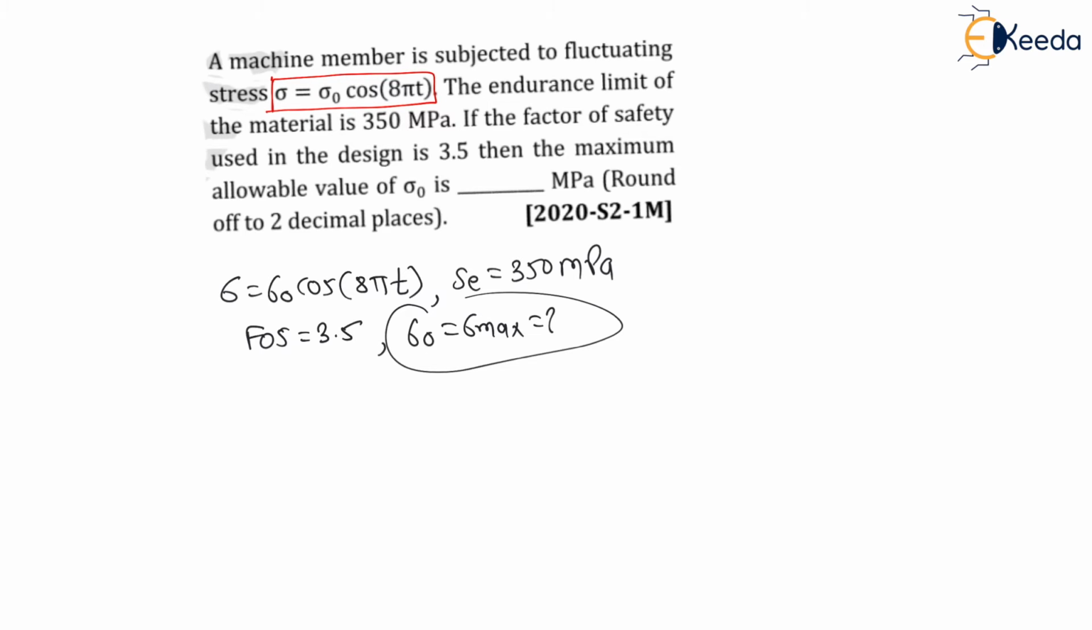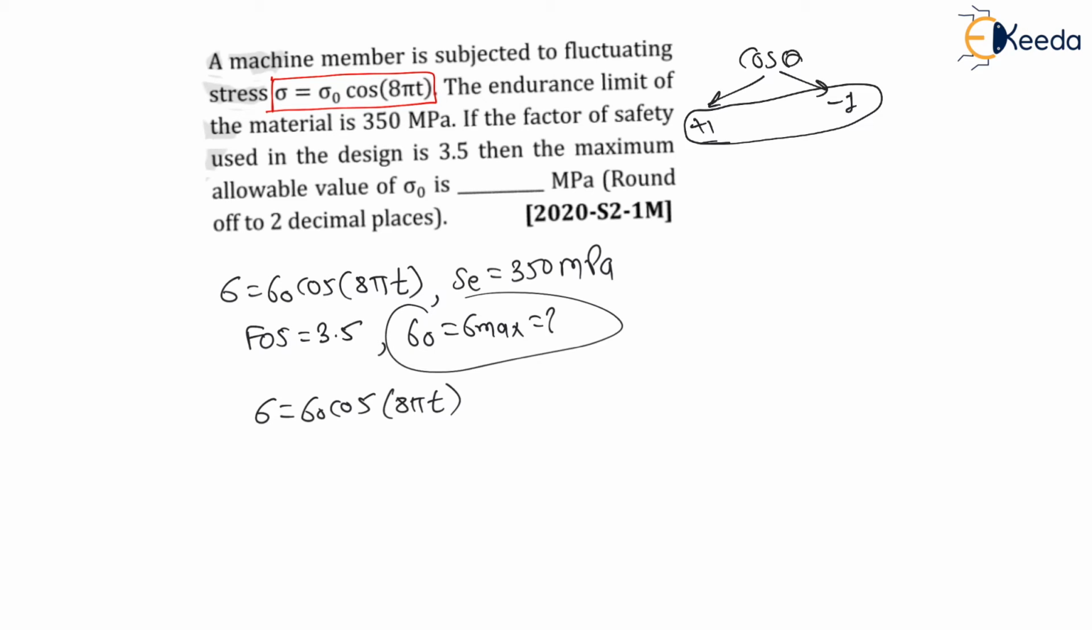Now my dear students, if you use any criteria, the answer will be the same. Don't worry about that, right? Because here it is a completely reversed load. We will check how it is a completely reversed load. Now my dear students, sigma is given as sigma naught cos 8 pi t, right? This sigma maximum will occur when this cos becomes maximum. For cos theta, the maximum value is +1 and the minimum value is -1. The cos theta always varies between +1 and -1. That is, cos 0 is equal to +1 and cos 180 is nothing but -1. Therefore, these are the two limits of the cos.